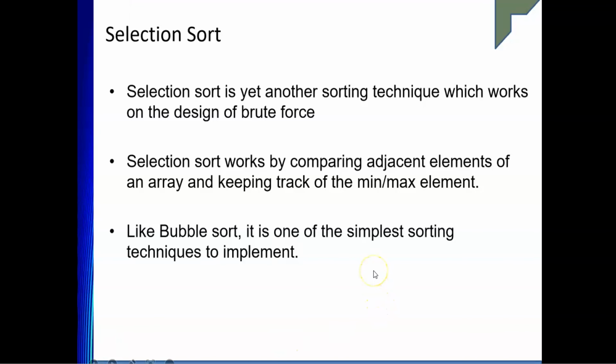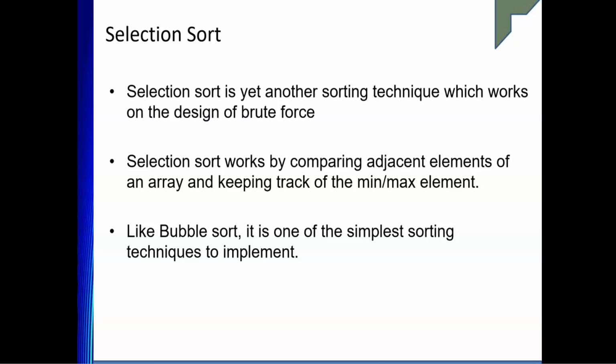Selection sort, as the name itself suggests, means we need to select either the minimum or the maximum value. It is also a sorting technique which follows brute force. We already saw one sorting algorithm, bubble sort, which is also based on brute force. And I told you brute force is something where we see all the possible cases. I gave an example in the bubble sort session, like we have a bunch of keys and a lock.